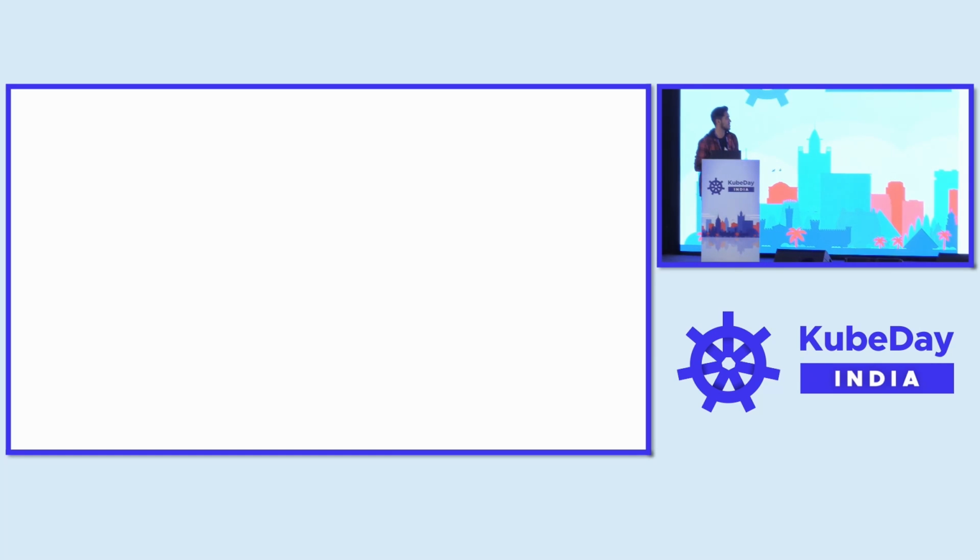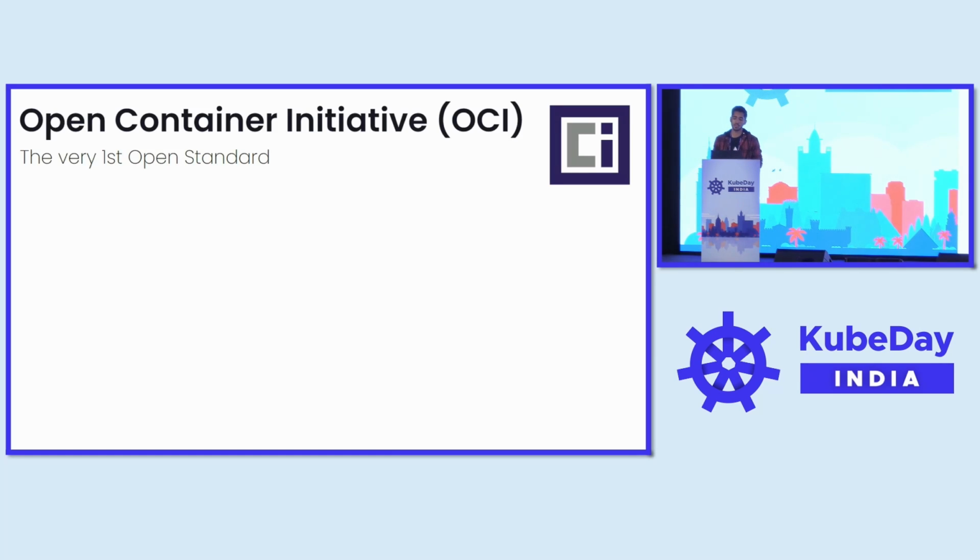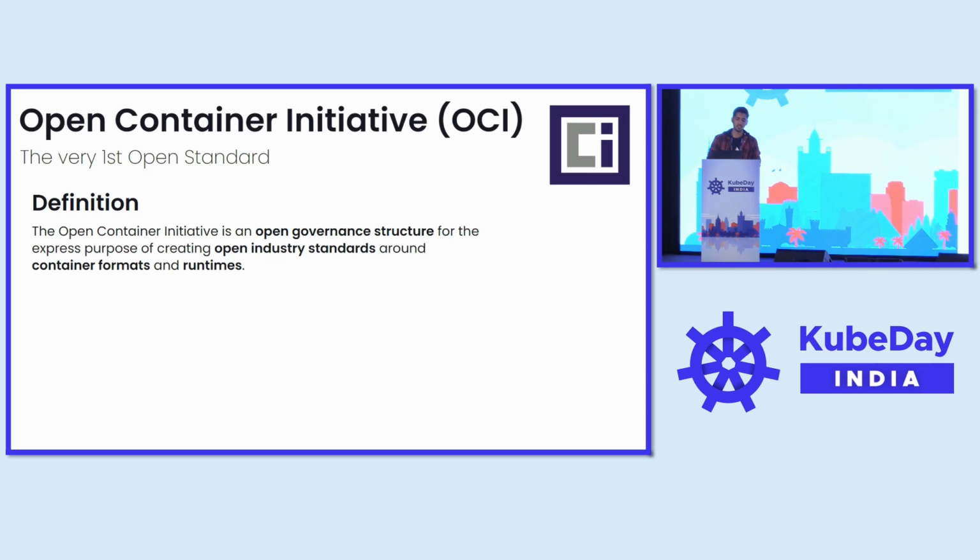And we come to the very first open standard in our list, which is called the Open Container Initiative. This is the very first open standard that we have on our list. And if you look at the basic definition, this is directly from the documentation. The Open Container Initiative is an open governance structure for the express purpose of creating open industry standards around container formats and runtime.